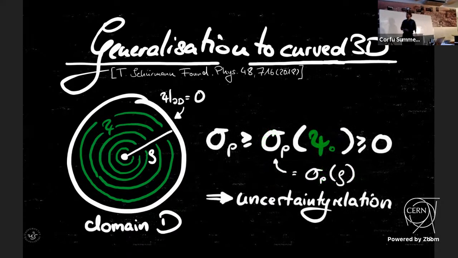It can be shown then that this standard deviation will have a global minimum for some state, call it psi naught, and this is bigger or equal to 0. In particular, it's a function of rho. And if our measure of momentum uncertainty, this standard deviation, is bigger than something which is a function of our measure of position uncertainty, this is what we call an uncertainty relation. And this is what we want to obtain.